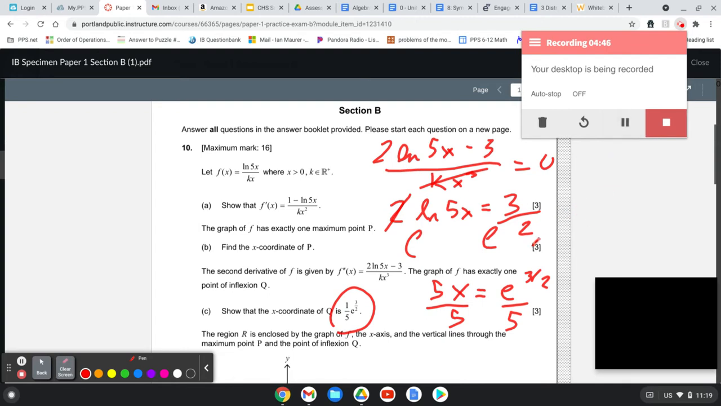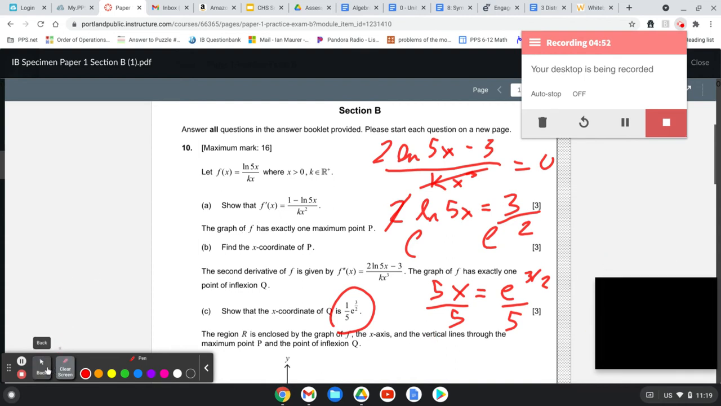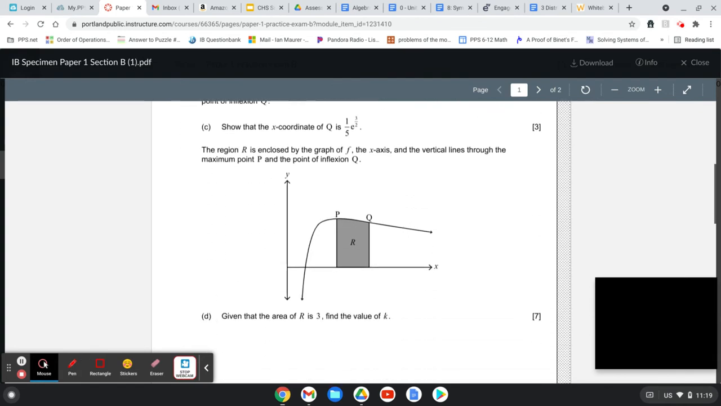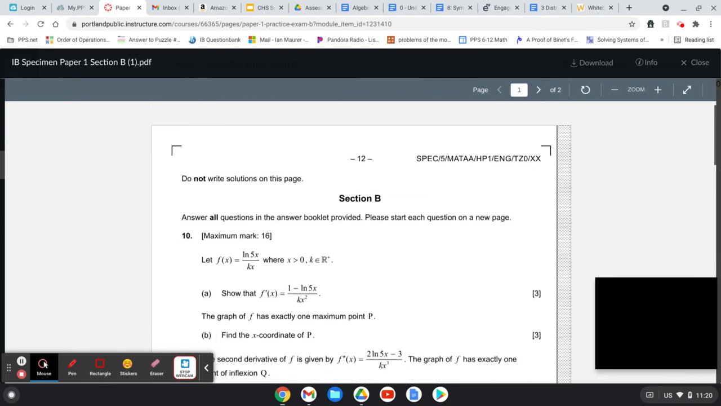Okay, so the webcam disappeared. That's okay. So what we've got now is we've got our P and our Q. So let's scroll down and look at what's going on here. The region R is enclosed by f, the x-axis, and the vertical lines through P and Q. So we're going to find the area. That sounds like an integration problem.